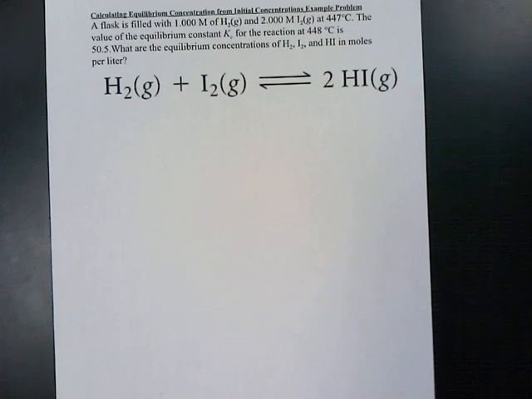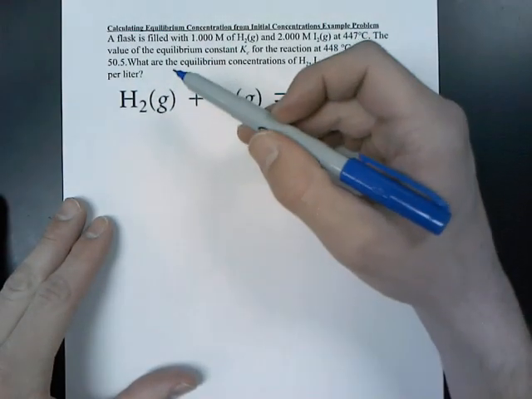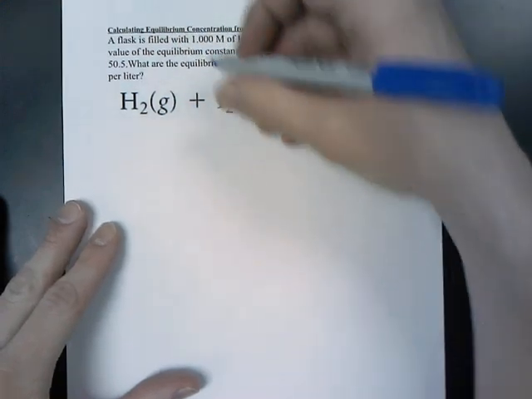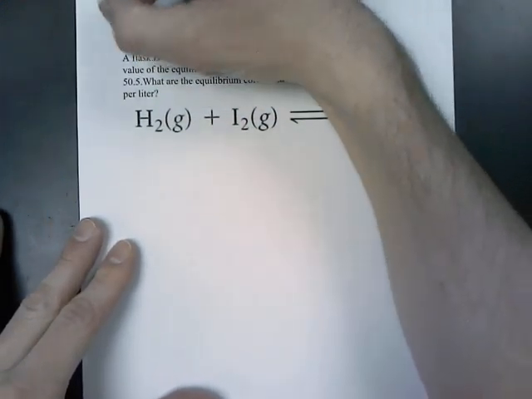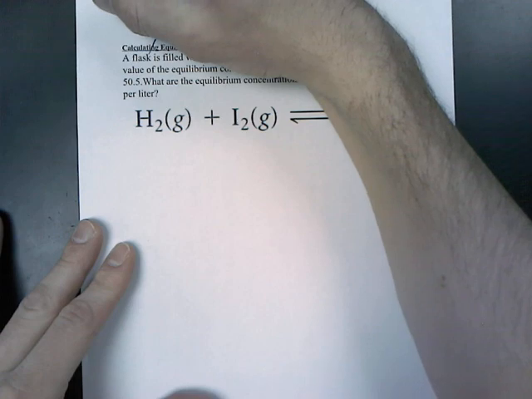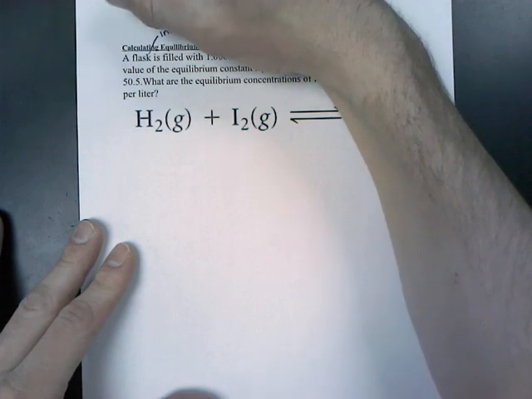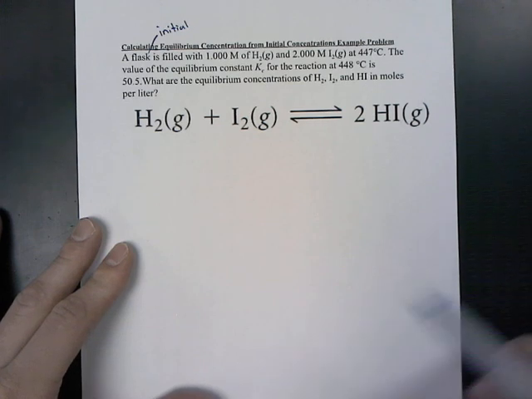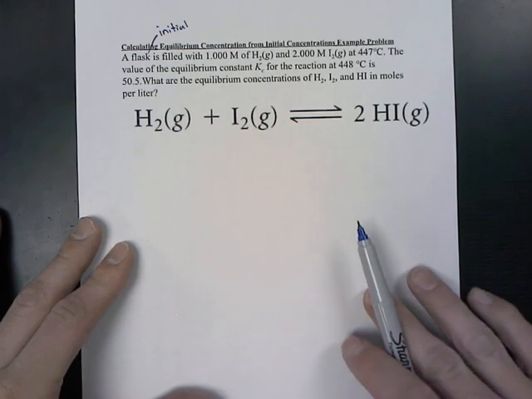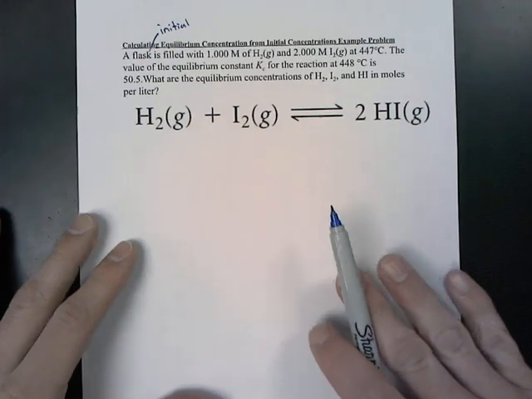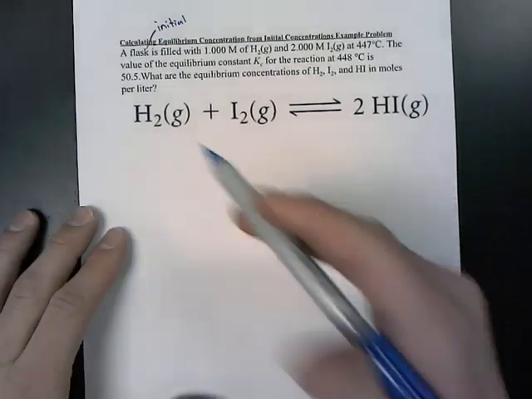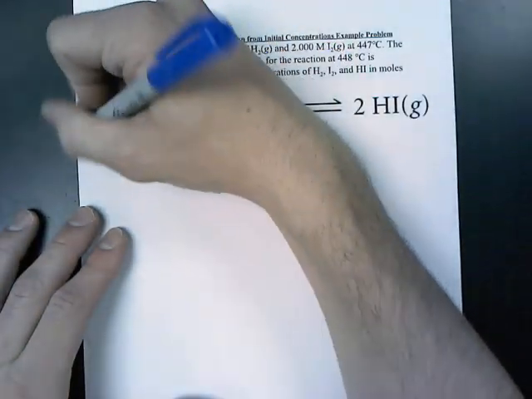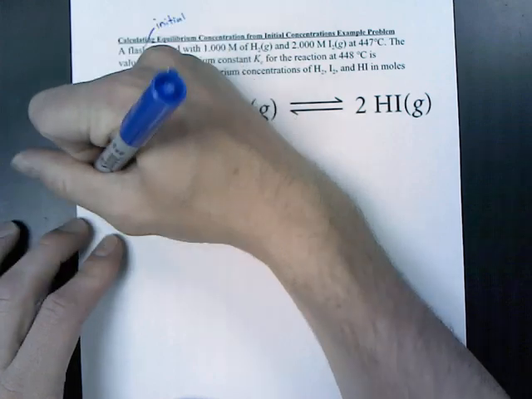So we have to do a lot of work. Notice here it says a flask is filled. I'm going to make a note up top here. This is another word for saying we have initial values. We don't have values at equilibrium. So whenever we're given initial values, we have to use that ICE chart.